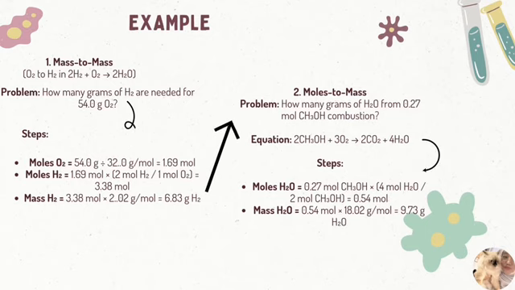The second one is mole to mass. The problem is how many grams of H2O from 0.27 mole CH3OH combustion. The equation is 2CH3OH plus 3O2, we get 2CO2 plus 4H2O. Then we need to find moles of H2O. We use 0.27 mole CH3OH times 4 moles H2O divided by 2 moles CH3OH and we get 0.54 mole. Then for mass of H2O, we use 0.54 mole times 18.02 grams per mole. We get 9.73 grams of H2O.